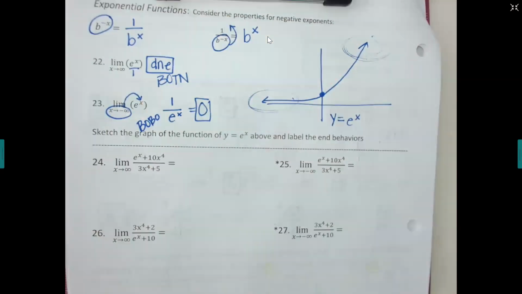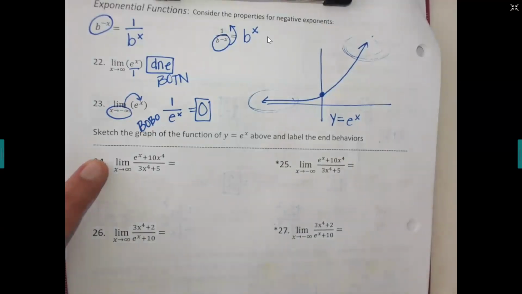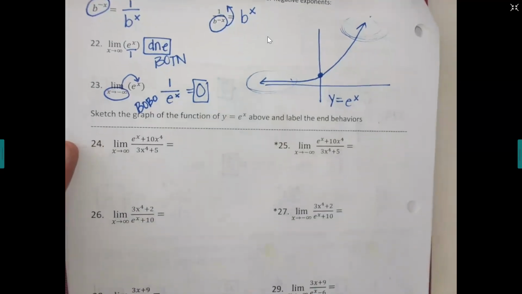Okay, and the only type of function that that happens for is e to the x. And it's because you have a limit on one side, but then it's a d and e on the other. So let's work these 8 examples, and then we'll be done with notes for the rest of class. Take a look at 24.